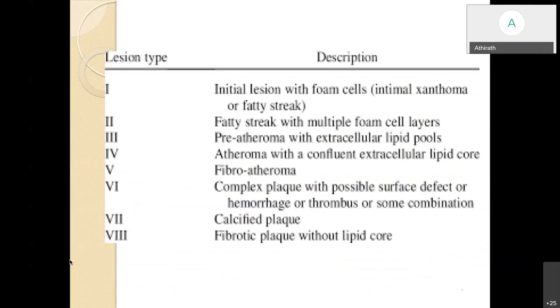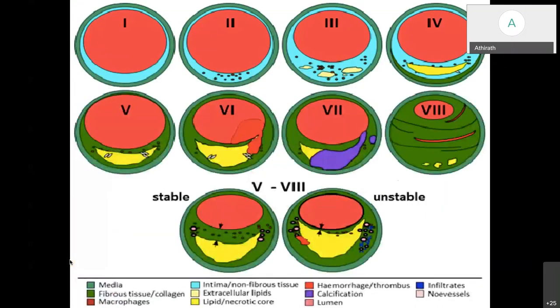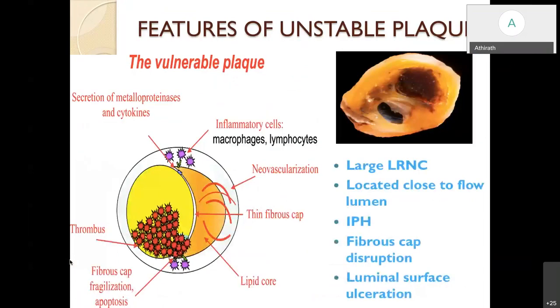This is another thing where a plaque can be type 7 and type 8 also. Type 7 is a calcified plaque. Type 8 is a fibrotic plaque without any lipid pool. So in this image, you can see the 7, which is a calcified plaque, and 8, which is a fibrotic plaque without any lipid pool. So 5 to 8 are generally unstable plaques, whereas 1 to 4 can be considered as stable plaques.